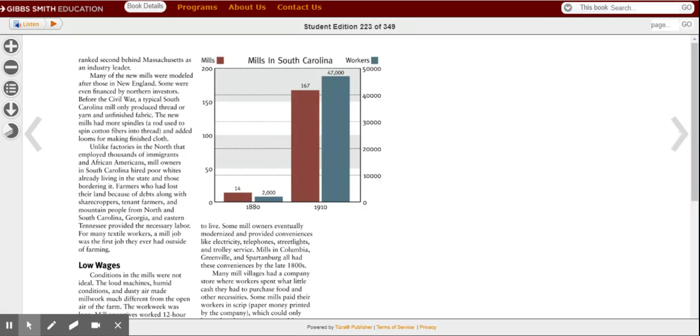Let's see. Mills in South Carolina, you got a lot of them. You can see the workers here in 1880, right there at the very beginning of the Civil War, there was like a whopping 14 mills and about 2,000 mill workers in South Carolina. By 1910, guys, 30 years. That's the same amount of time I've been alive. We go up to 167 mills and 47,000 mill workers in our state.